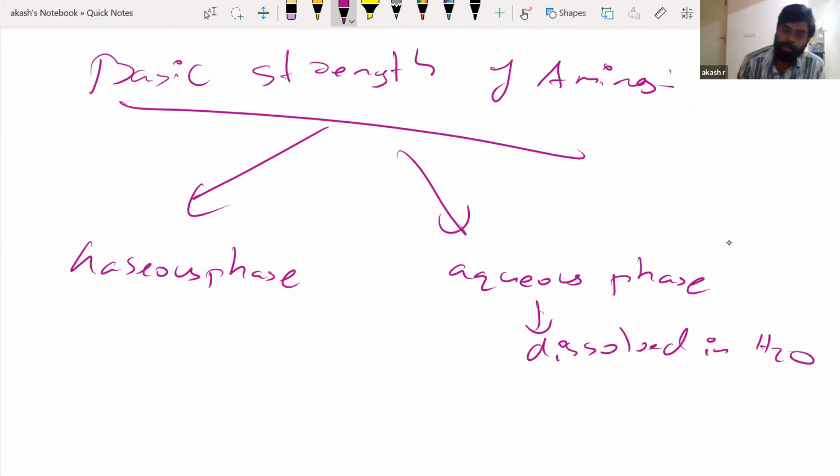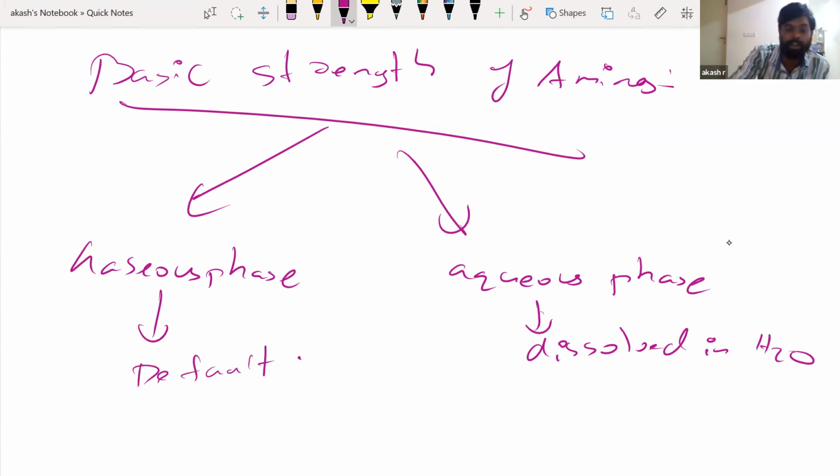Okay, right. Now, what you have to understand is if they mention gaseous phase, you'll take gaseous phase. If they mention aqueous phase, you'll take aqueous phase. But what if they don't mention anything? They just give you the amines and ask you to find their orders. In that kind, by default, you will go for gaseous phase. If nothing is given, you will assume that they're asking about gaseous phase.